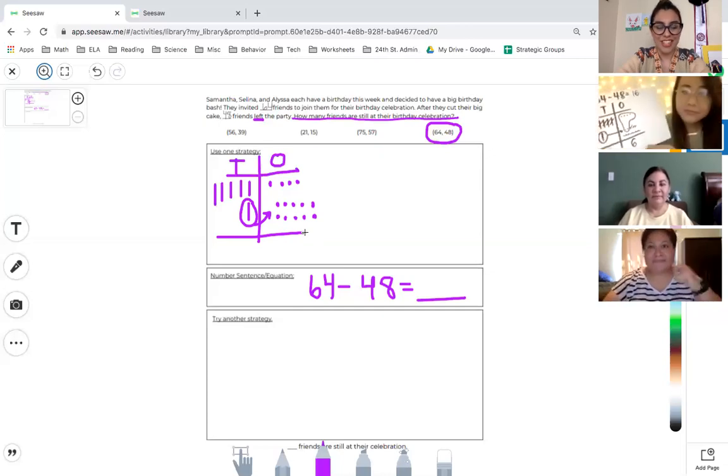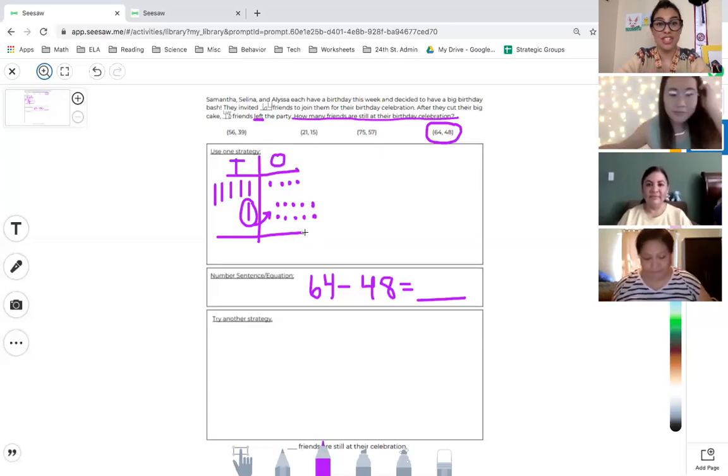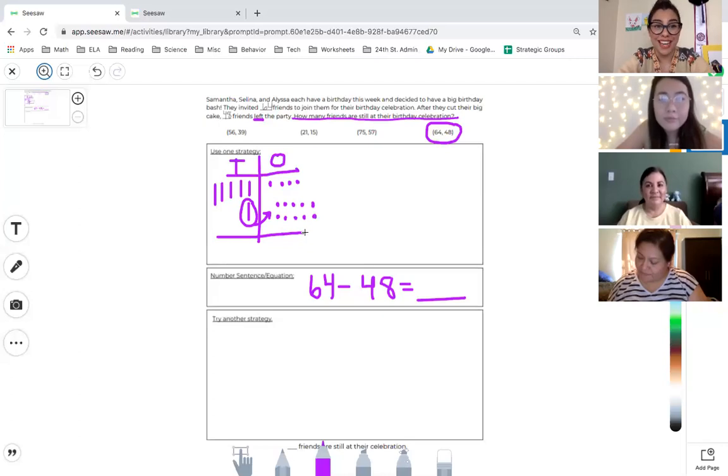Thank you, Ms. T. And so I'm going to show you that strategy just like Ms. T showed, but I'm also going to add the standard algorithm because I know that's one step that some of my friends are using now. So I'm going to show that with our standard algorithm side by side. So remember, when we do our standard algorithm, we line up our numbers with our tens lined up together and our ones lined up together in a vertical fashion.